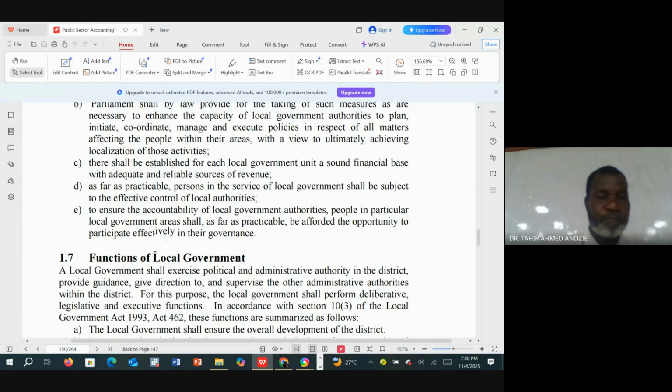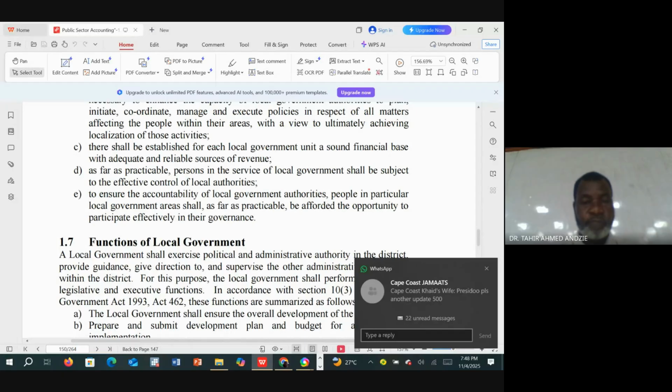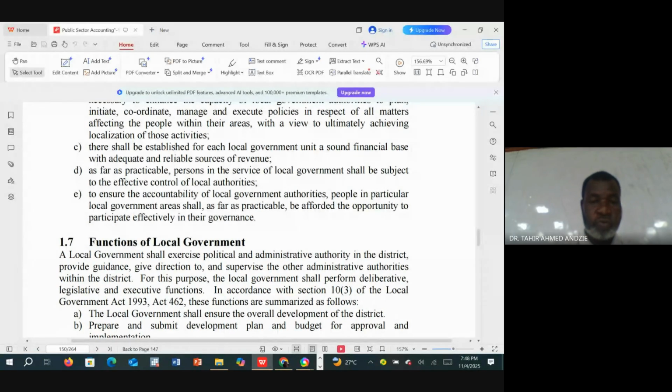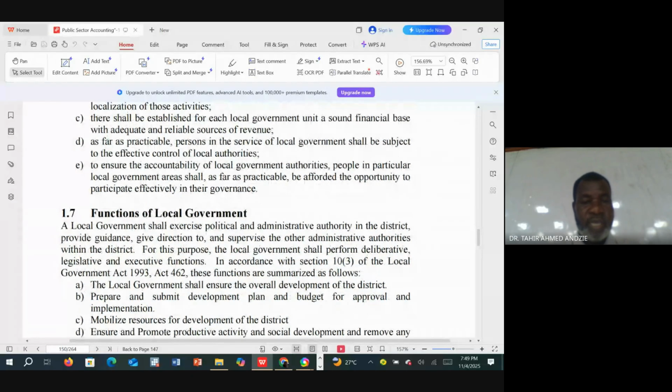As far as practicable, the persons in the service of local government shall be subject to the effective control of the local authority. So people who are in the local government will be subject to the control of the local authority. And remember, the Local Government Act has actually spelled out the functions of the members in the local government, and so they have to comply with that to ensure the accountability of local government authorities.